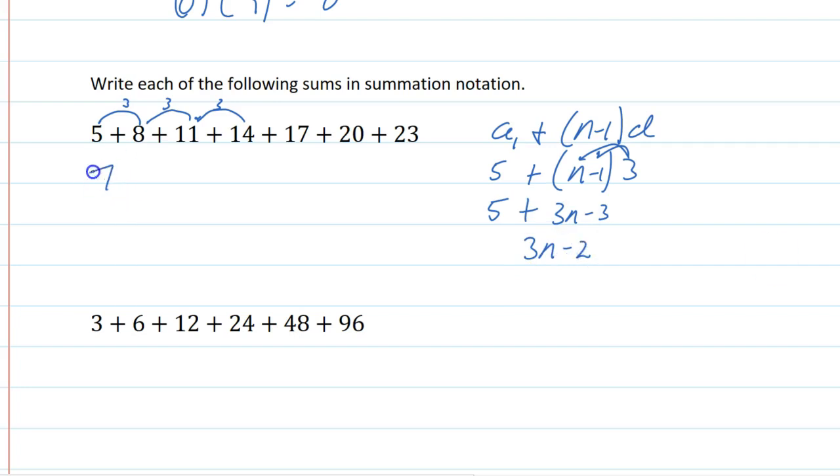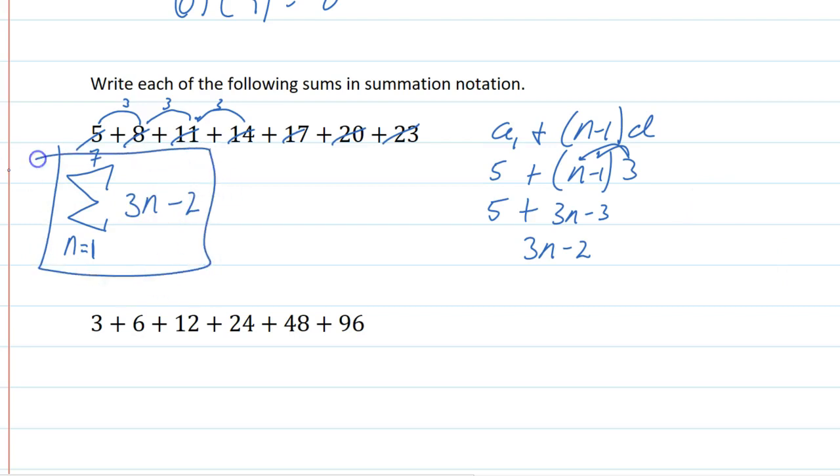So you write your sigma. Then you say where we started. Well, we're using the letter n, not i, so I say n equals the first term, we start counting with 1. And how many terms are there? 1, 2, 3, 4, 5, 6, 7 terms. We started at the first term and we went for 7 terms, of 3n minus 2. This is our answer, creating a summation.